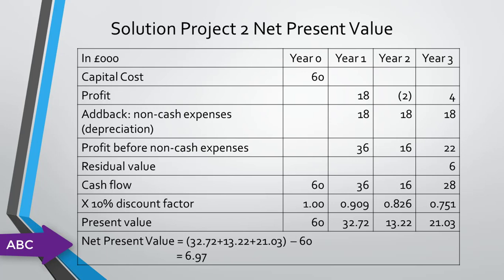So you can see here, present value, that will be positive. Okay, so net present value of inflow 32,720, 13,220, and 21,030. You add these three and compare it with investment, so the answer will be positive. Then it means that the project will be fine.